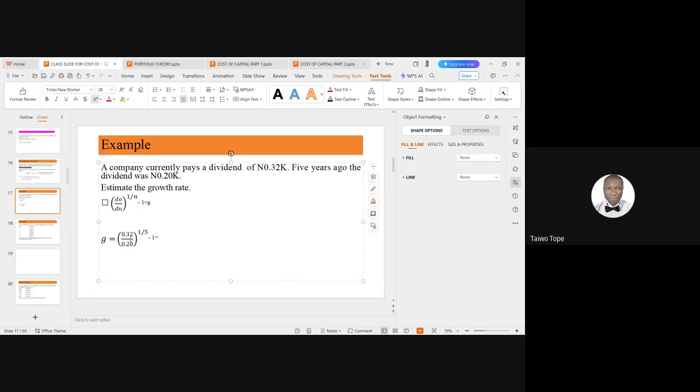Okay. So in your calculator, press 0.32 divide by 0.20. You should get about 9.9%. So approximately, you can just make it 10%.